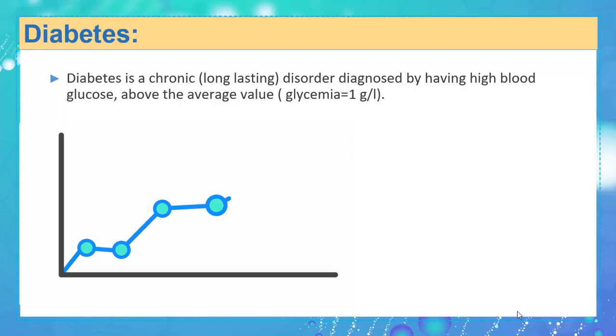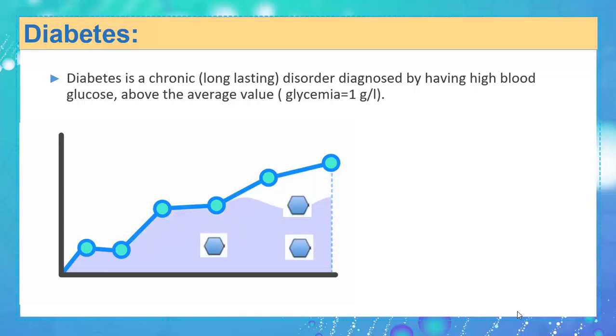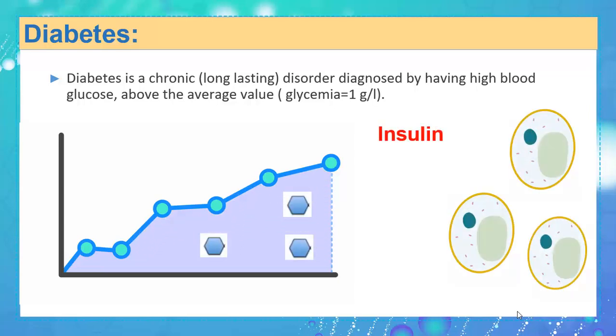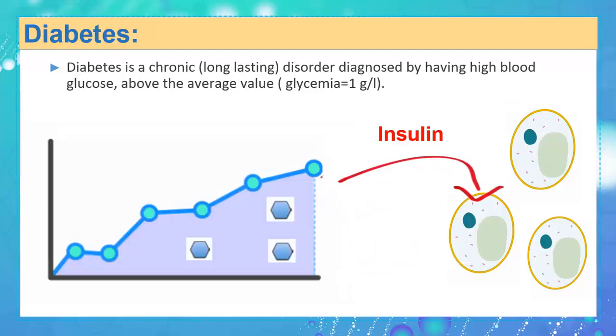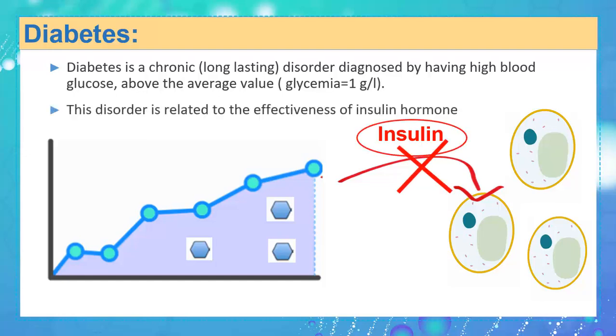By definition, diabetes is a chronic long-lasting disorder diagnosed by having high blood glucose above the average value, which is 1 gram per liter. Normally, this extra glucose must be taken by liver cells because of a hormone called insulin. So what is the mistake that happened to get diabetes or an abnormal increase in glycemia? The problem must lie in insulin, where this disorder is related to the effectiveness of the insulin hormone.